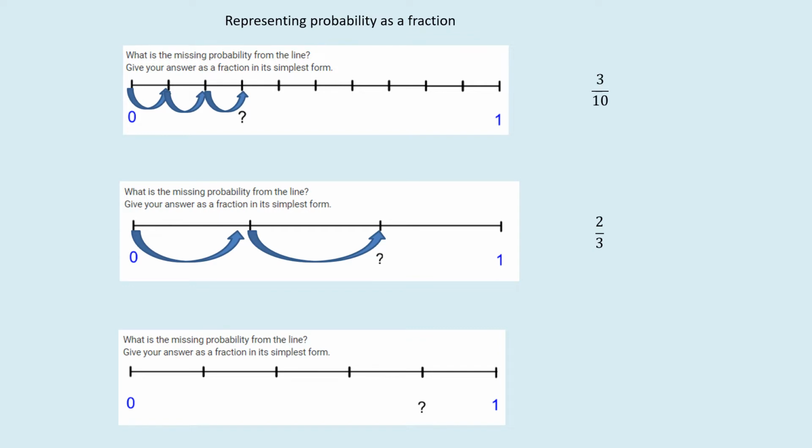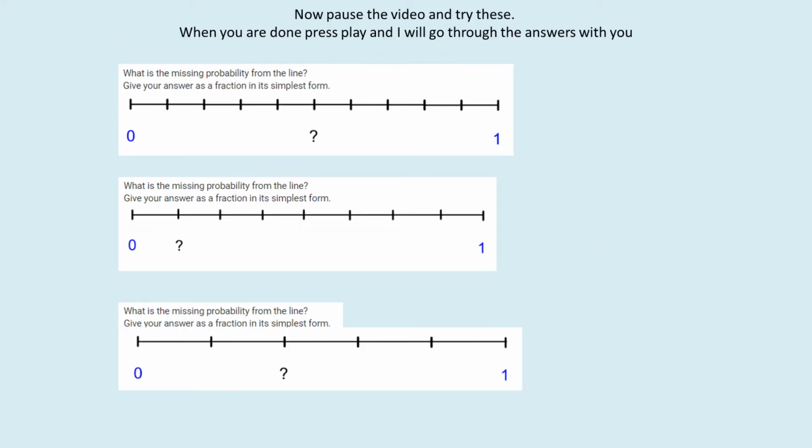Third question, what is the missing probability from the line? Give your answer as a fraction in its simplest form. Again, if we count the spaces between 0 and 1, there will be 5. And if I count the spaces from 0 to my question mark, there's 4. So 4 will go on top of the fraction and 5 at the bottom. So that's 4 out of 5. Now pause the video and try these. When you've done, press play and I will go through the answers with you.